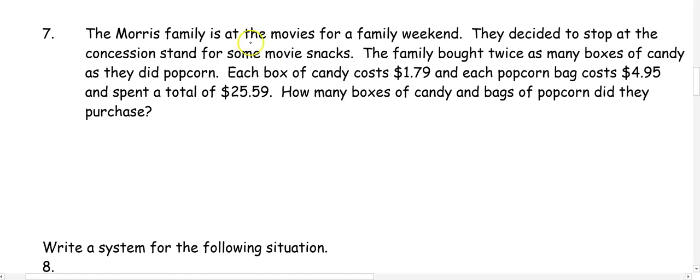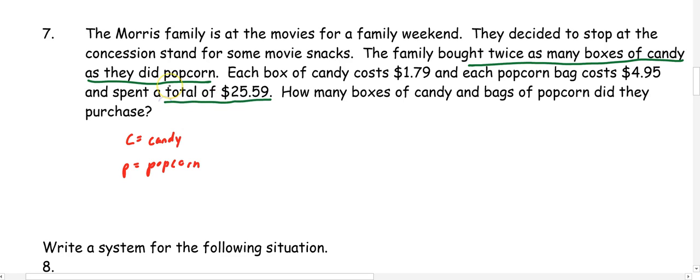So our 2 variables here are C for candy and P for popcorn. Now, in this problem, they give us 2 different things. They give us a sentence that relates the variables together where we have they bought twice as many candy boxes as they did popcorn. Then we have the sentence with the total. So one of our equations, we need to show that they bought twice as many boxes of candy as they did popcorn.